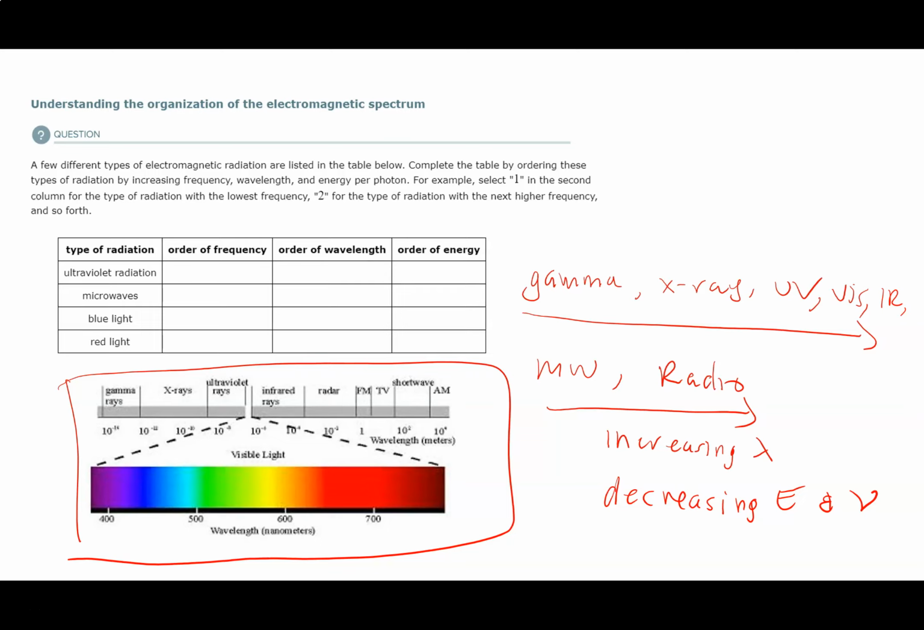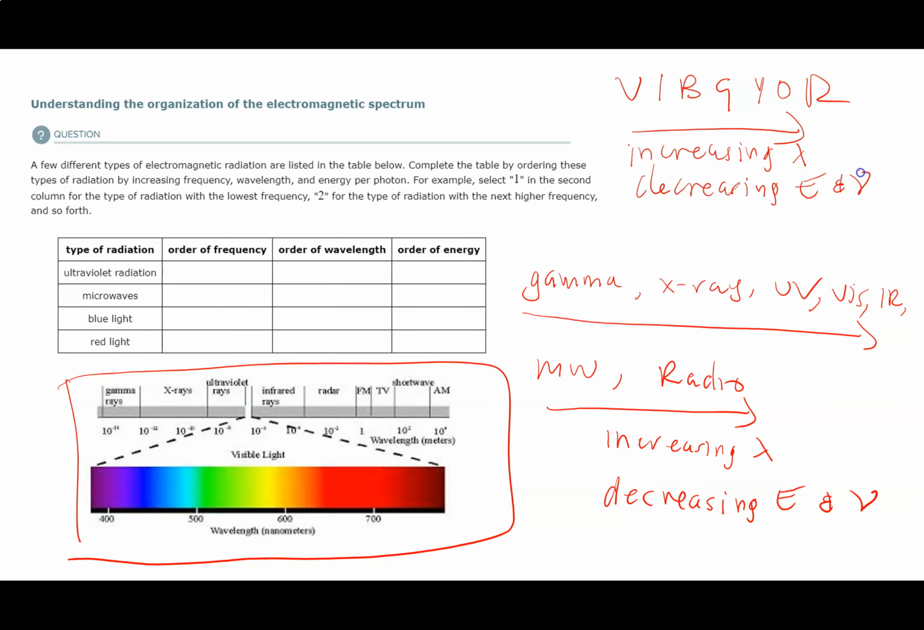So radio are your long wavelengths, gamma are your short, and that's pretty much it. Okay. So now, on top of that, I guess it's worth keeping in mind your ROY G BIV, in case you get asked questions about the visible region. And again, that's increasing wavelength and decreasing energy and frequency.